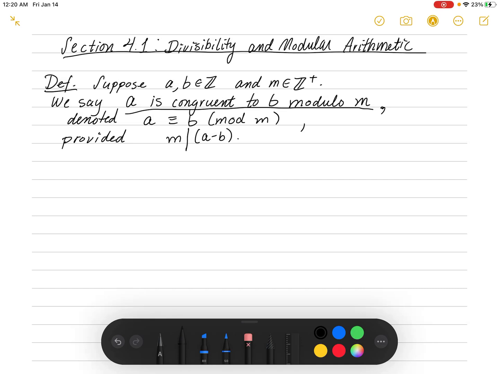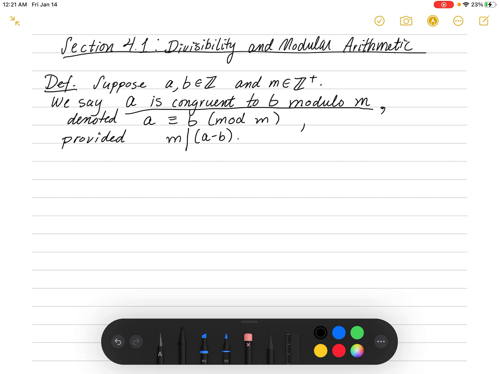So we're in section 4.1 looking at divisibility and modular arithmetic. In our last video we covered the division algorithm, how to use it, how to find a quotient and a remainder. In this video we're going to start with congruence modulo m. This is a relation that we're going to define on the integers.